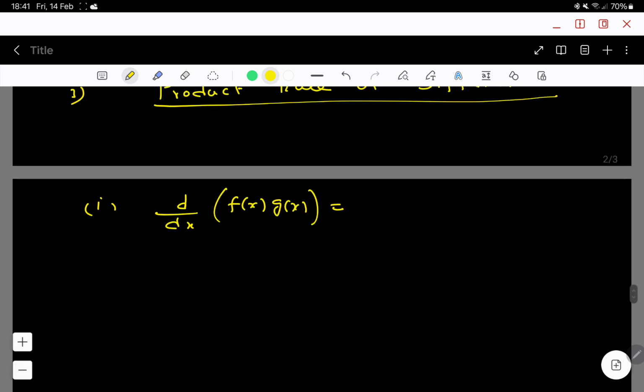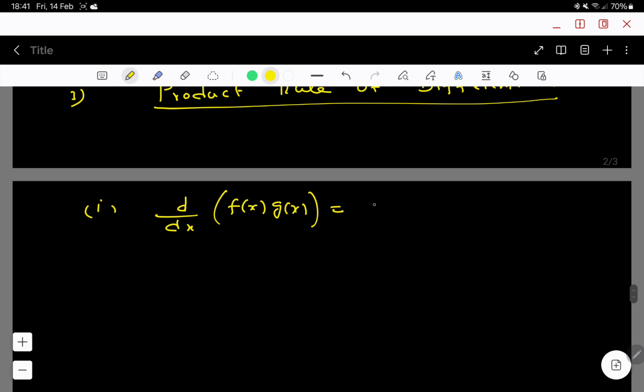First we differentiate f of x, that is f dash of x into g of x. When you differentiate f of x, take g of x as a constant, okay? Plus, next we differentiate g of x and consider f of x a constant, okay? So write f of x into g dash of x. Dash denotes differentiations, okay? F dash of x is equal to d by dx of f of x, or capital D of f of x, okay?